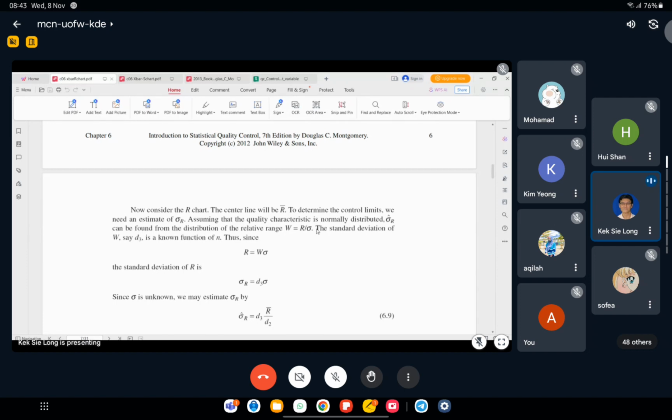Since we consider capital R, we have the distribution of the relative range W equal to R over sigma. Then what is R? R is equal to W sigma. Then how do we get the standard deviation of R? Sigma R equals d3 sigma. Again, this is for the standard deviation of R. It just simply multiplies: the standard deviation of R is equal to the standard deviation of W multiplied by sigma.